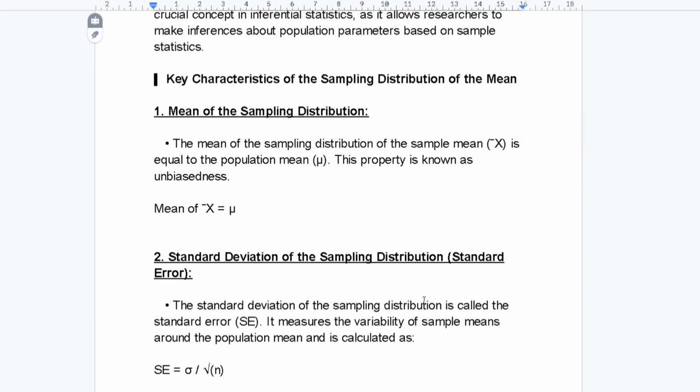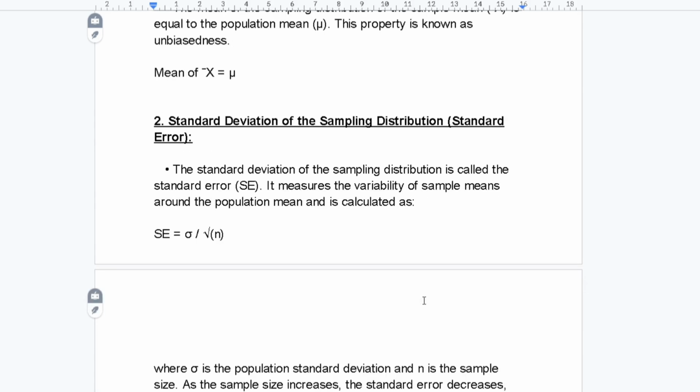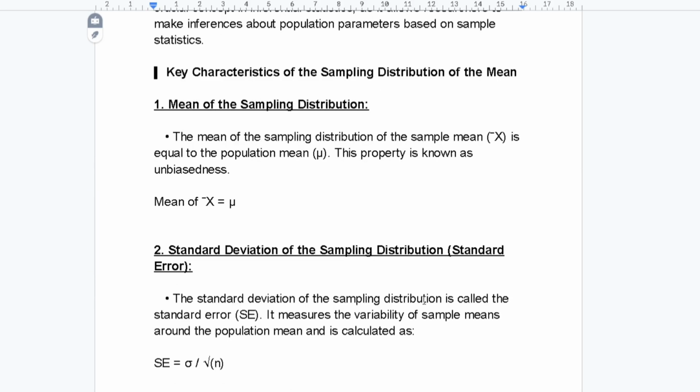The key characteristics of the sampling distribution of mean: the mean of the sampling distribution of the sample mean is equal to the population mean mu. This property is known as unbiasedness. And the standard deviation of the sampling distribution is called the standard error. It measures the variability of sample means around the population mean, and it is calculated as standard error equals standard deviation divided by the square root of n, where n is the sample size.